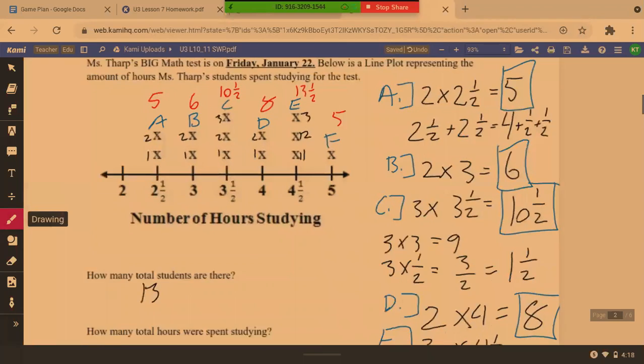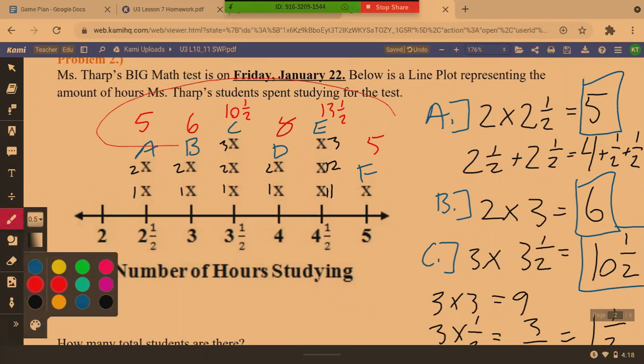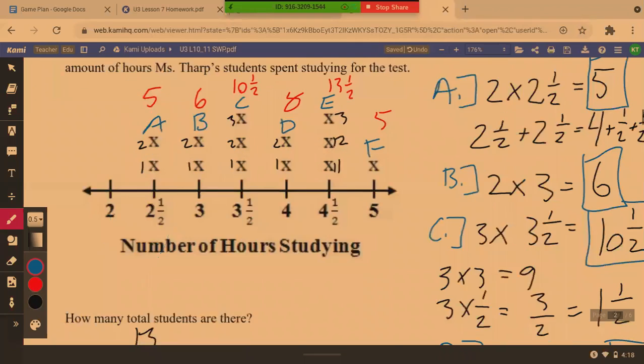Okay, so now to find out the total amount of hours spent studying, we are going to add all of the red numbers. That will give us the total because right now, 5 is the total for category A. And 5 is also the total for category F, and 13.5 is the total for category E. So we are going to add up all of the category totals to get the overall total.